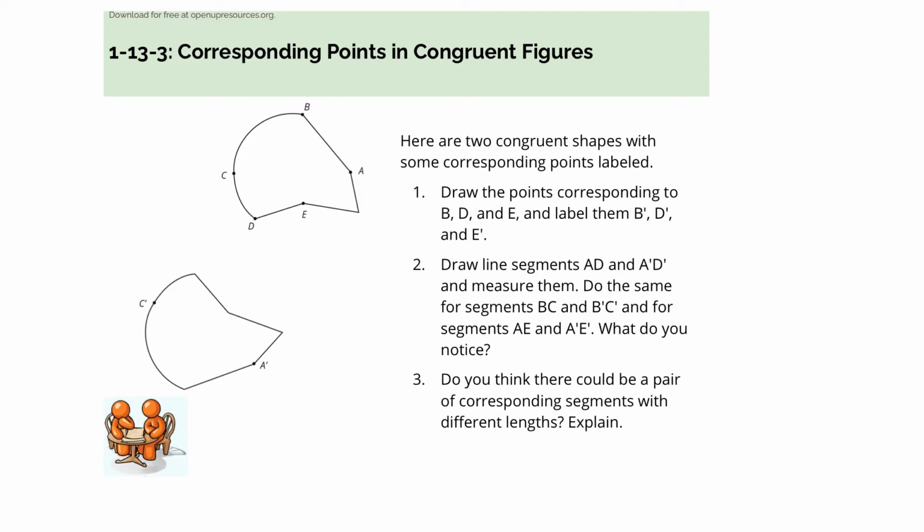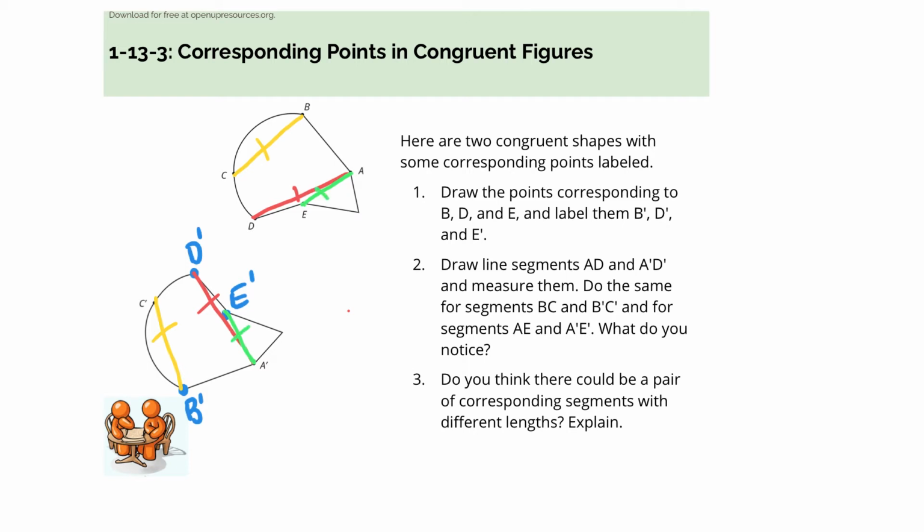Here are 2 congruent shapes with some corresponding points labeled. Our first step is to draw the points corresponding to B, D, and E and label them B prime, D prime, and E prime. Next, I'm going to measure the segments AD, A prime, D prime, BC, B prime, C prime, and AE, A prime, E prime. What I found was that AD and A prime, D prime are congruent, CB and C prime, B prime are congruent, and EA and E prime, A prime are congruent.